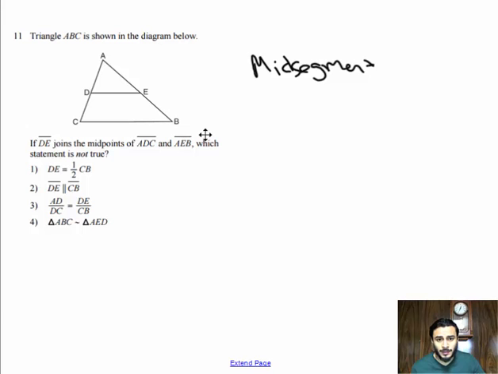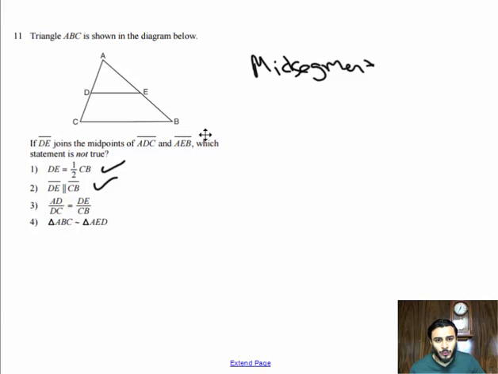So we know that segment DE is half of the opposite parallel side. So automatically choice 1 is true because it says DE is half of CB. Choice 2 is also true. DE is parallel to CB. It's just a definition of the mid-segment.